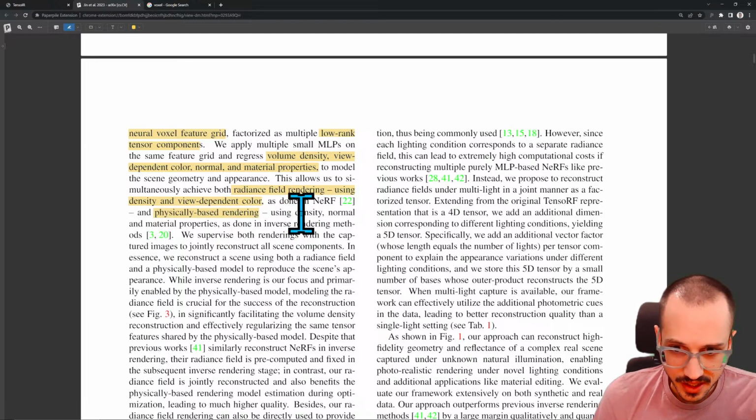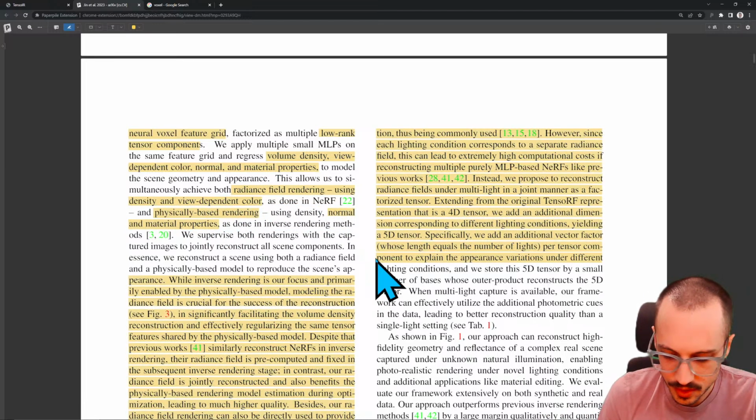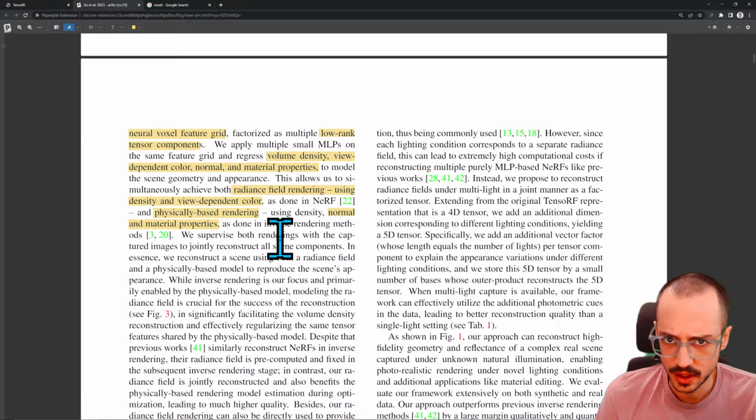And if you want to do physically based rendering, you're going to need not just the density and the color, but you're going to need the normal, and then you're also going to need the material properties, right? How specular is it? How rough is it? How shiny is it? Basically, how metallic, how not metallic. We supervise both renderings with the captured images to jointly reconstruct all scene components. We reconstruct a scene using both radiance field and physically based method.